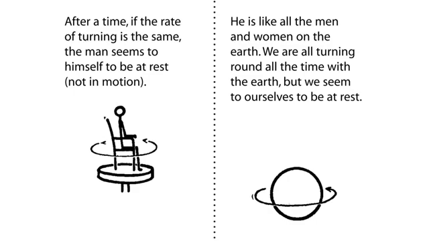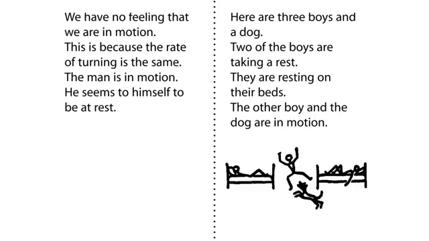He is like all the men and women on the earth. We are all turning round all the time with the earth, but we seem to ourselves to be at rest. We have no feeling that we are in motion. This is because the rate of turning is the same. The man is in motion. He seems to himself to be at rest.